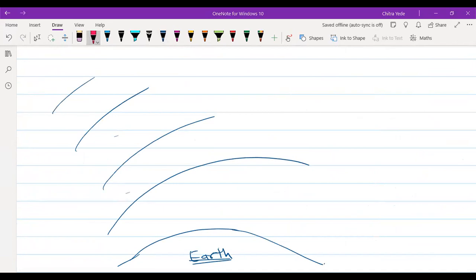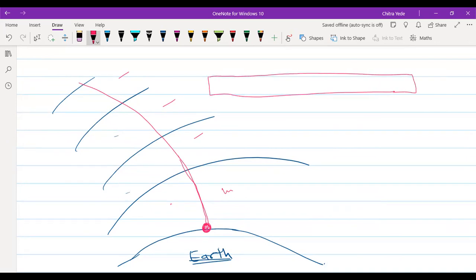Suppose here we have an object, a satellite launch vehicle. We are going to launch the satellite in this way. This is the first distance, second, third, and fourth. When the object moves above the Earth's surface, initially its velocity will be less, because it starts moving a bit. Suppose you are moving from a certain place with a bike, at the initial level your velocity will be less.